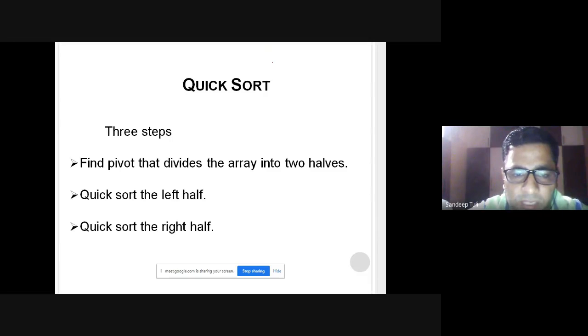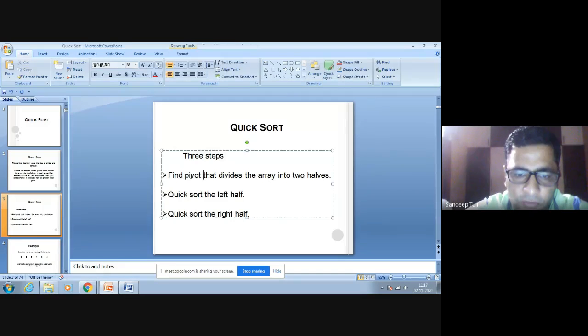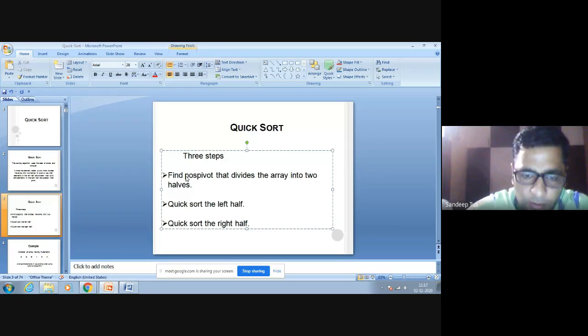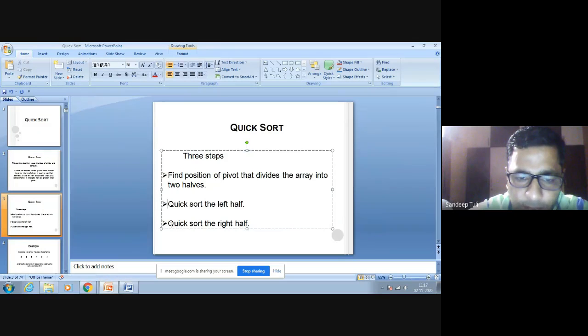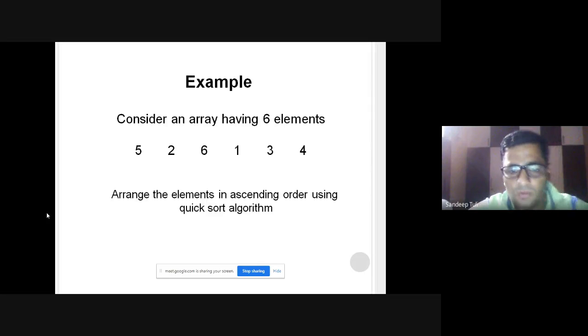Okay, so basically three steps are there. First, we find the position of the pivot element and divide the array into two halves. Then apply quicksort onto the left half, and apply quicksort onto the right half. So that is what the basic three steps are. Now we will see how we can do it with an example.